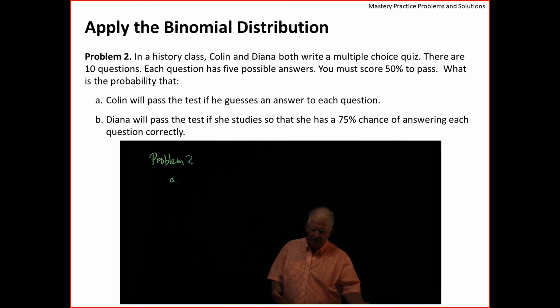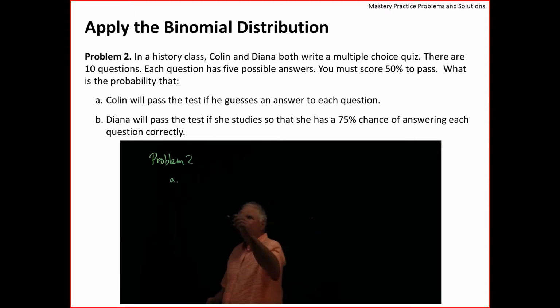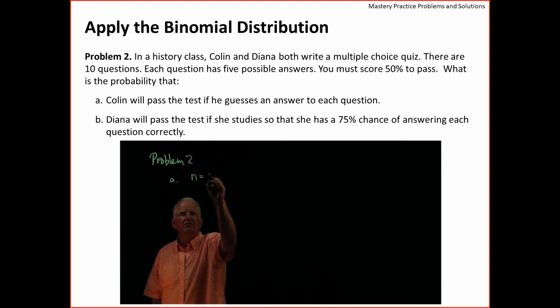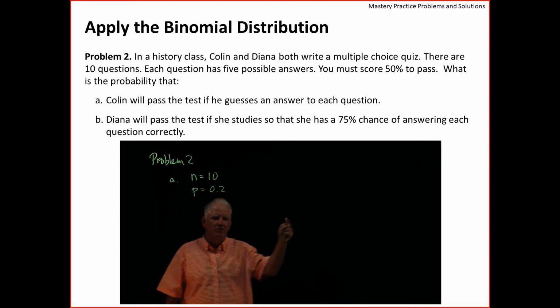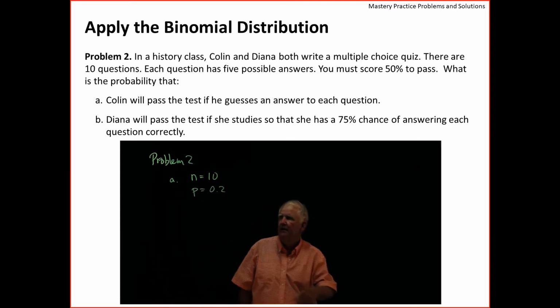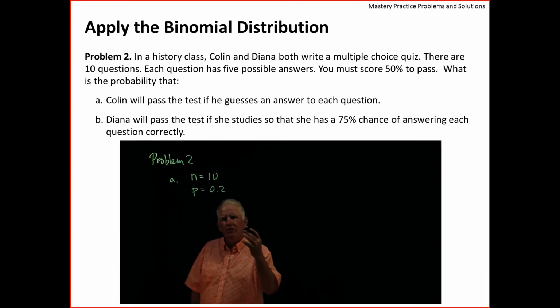You make an attempt at one of the problems. There's only success and failure. You get it right or you get it wrong. There are 10 problems, so in this case, there's going to be 10 trials. For him, the probability is going to be 0.2, 1 chance out of 5. And then what are we looking for?